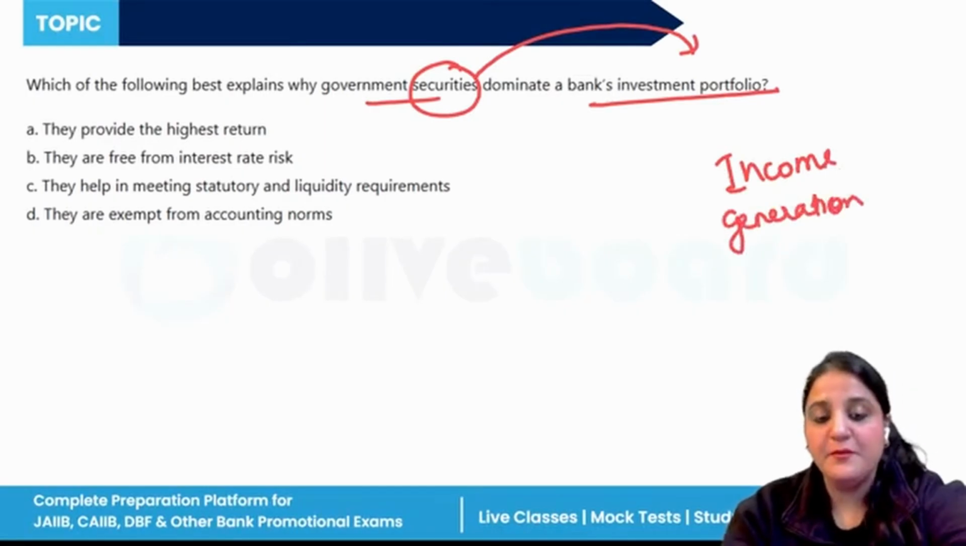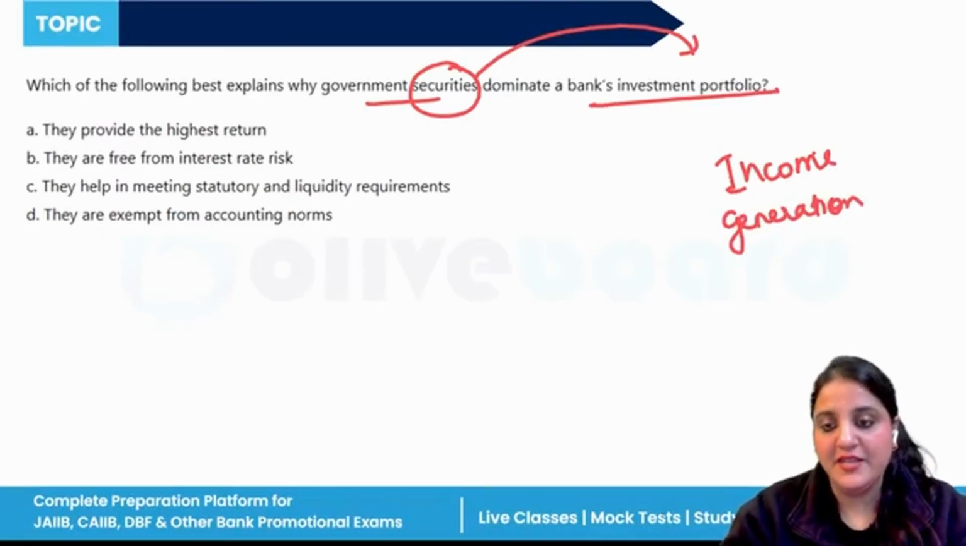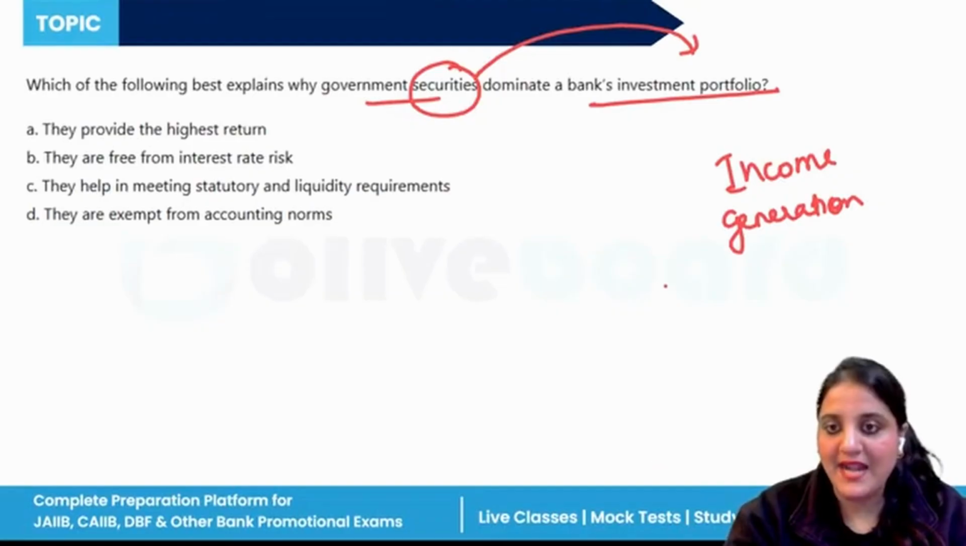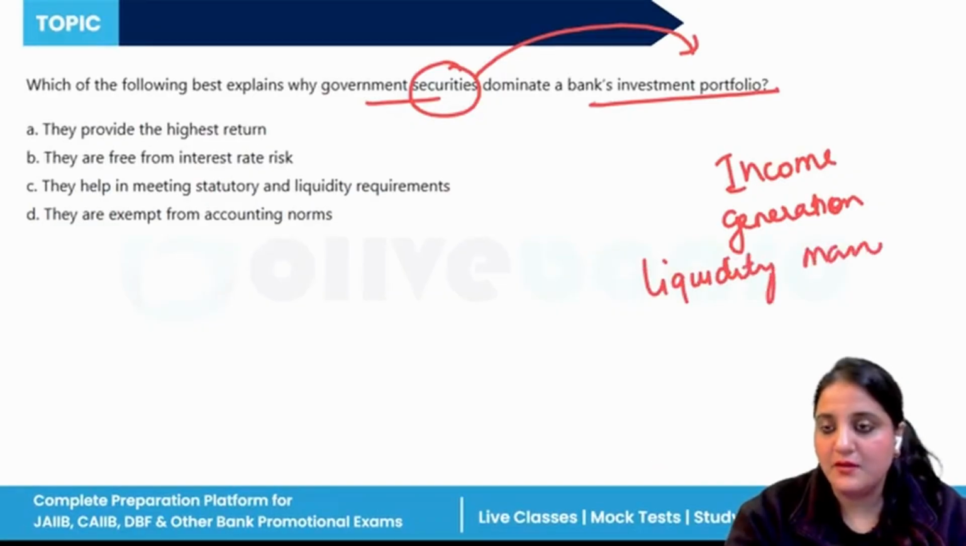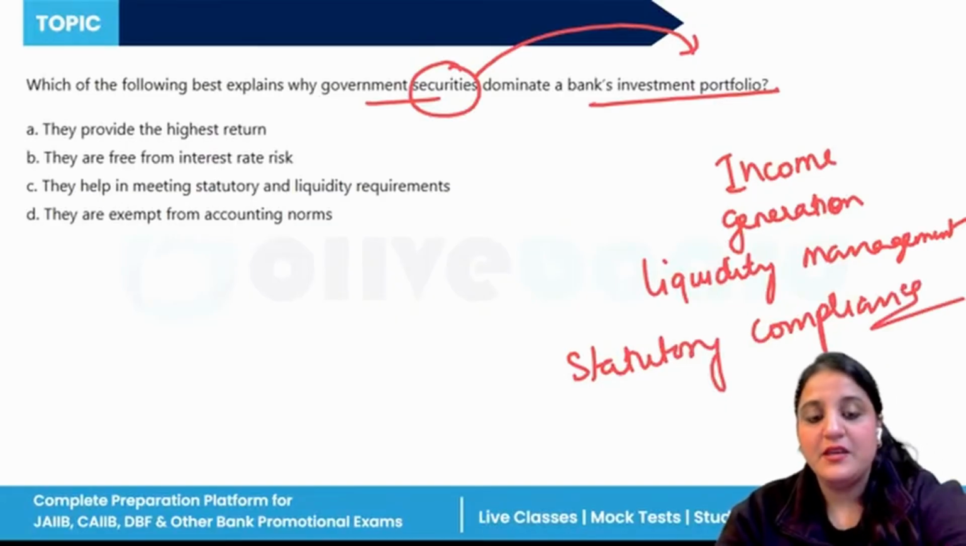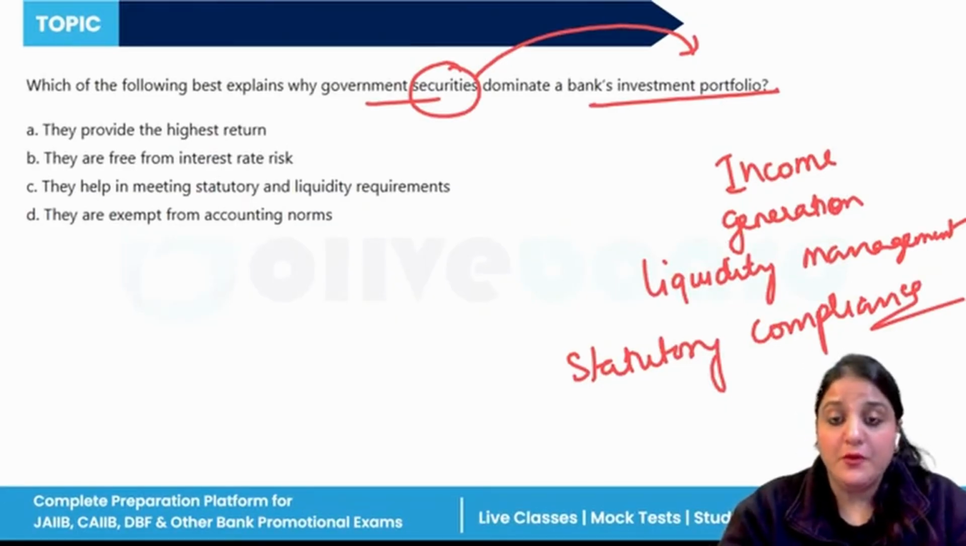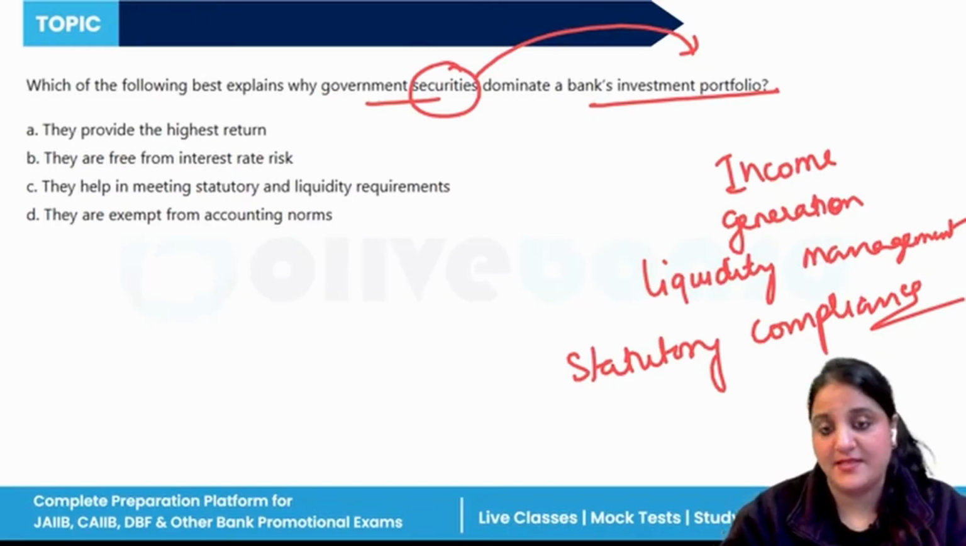right? For income generation, for liquidity management, and for statutory compliance, right? So we can say investments are the controlled risk assets.